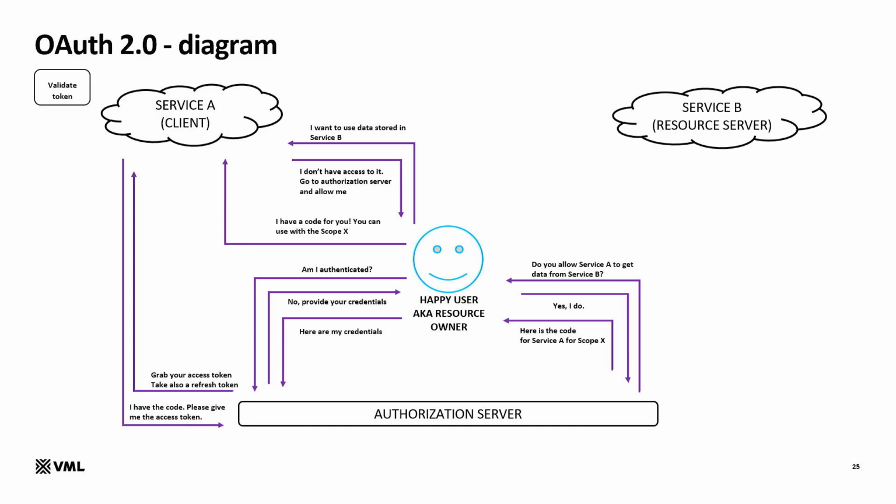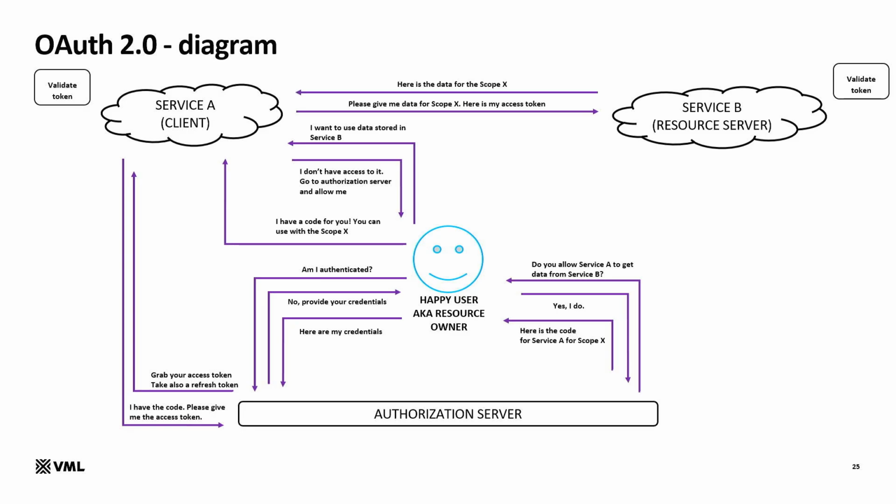Of course, service A should validate that, and then service A can ask service B for the data using the token that has the proper scope for the data that interests service A, and service B of course validates the token and returns the data.